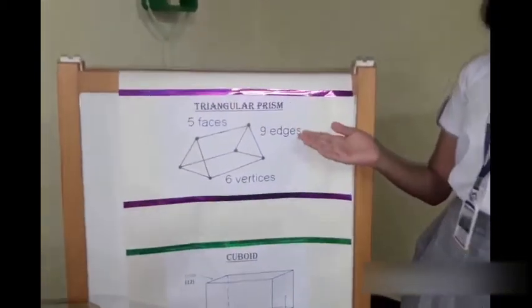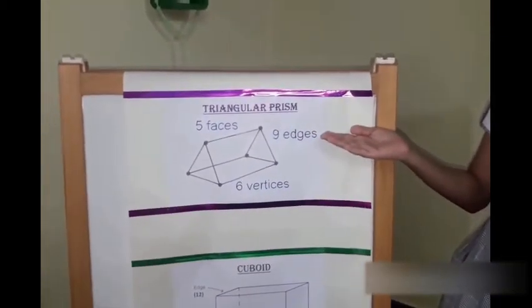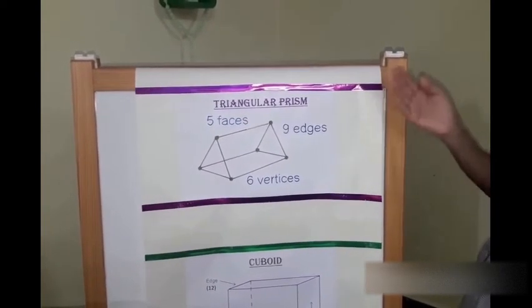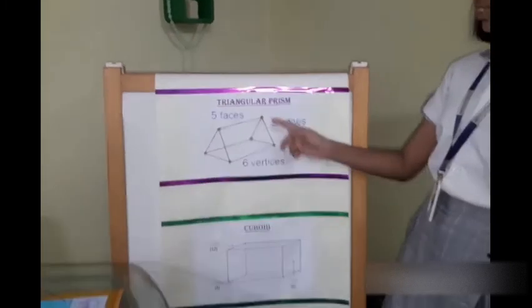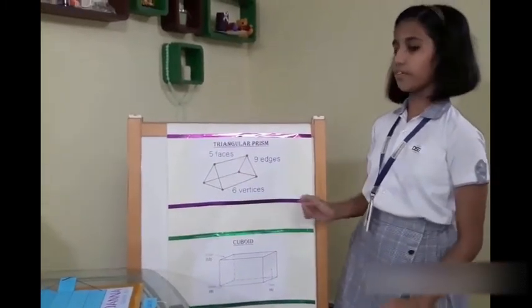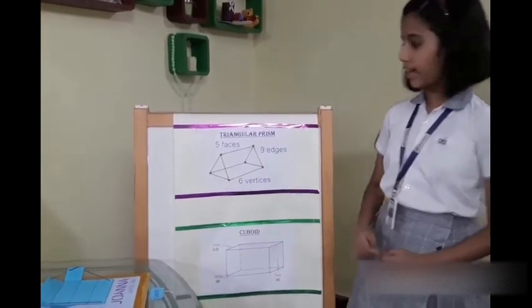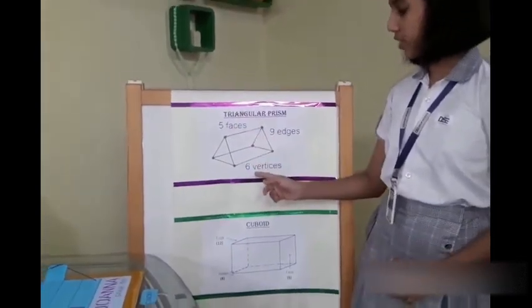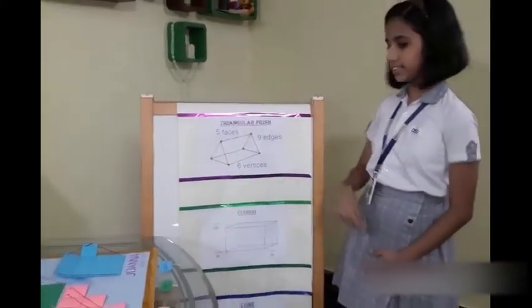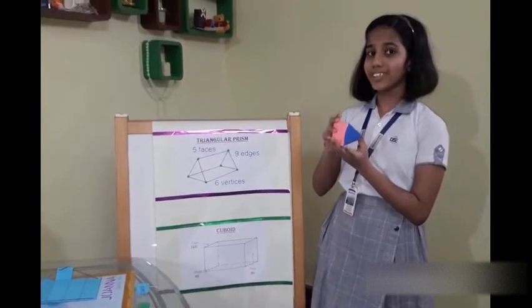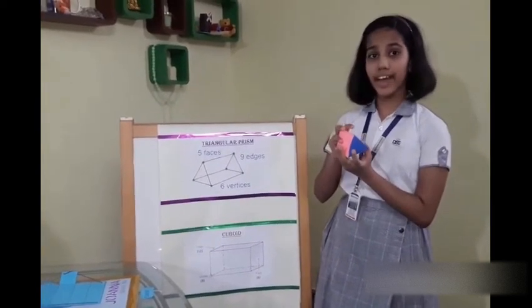This is a figure of a triangular prism. This is called a triangular prism because the two faces are triangles and the other faces are rectangles. It has 5 faces, 6 vertices and 9 edges. This box is in the shape of a triangular prism.